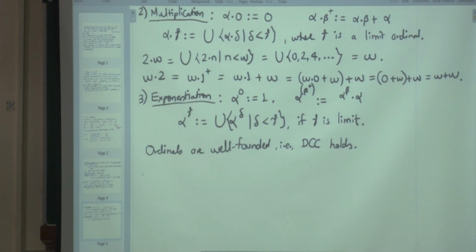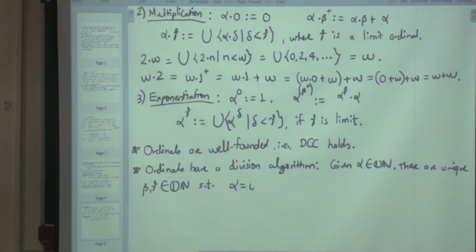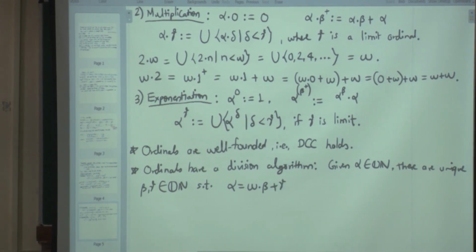Then one more property I think you would be interested in is that ordinals have a division algorithm. It looks really weird arithmetic, but it has some nice properties. So I'm just going to show you something specific. Given alpha in On, there are unique beta and gamma in On such that alpha is equal to omega dot beta plus gamma. Oh, I should say gamma in omega, actually. Gamma is finite.